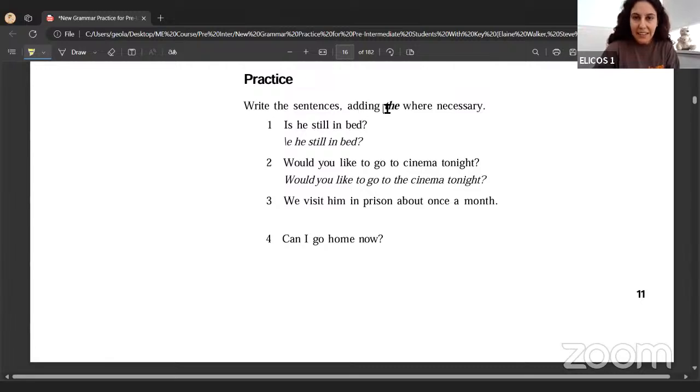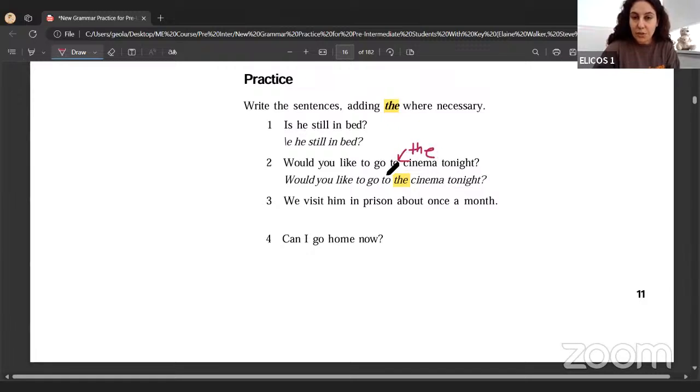Is he still in bed? Write the sentences adding the where necessary. So is he still in bed? Is he still in bed? I'm not sure what they did here. Would you like to go to the cinema tonight? Would you like to go to the cinema tonight? So again, would you like to go to? We need an article here.